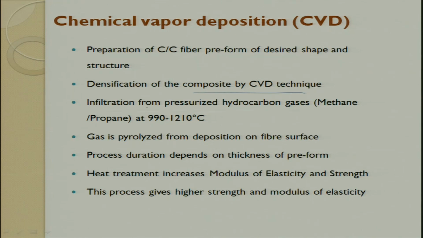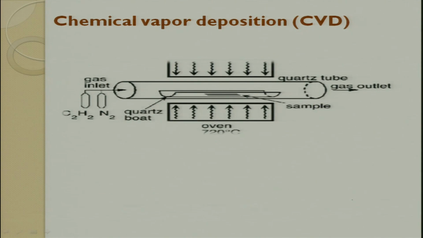The infiltration from the pressurized hydrocarbon gas is around 900 degrees to 1200 degrees Celsius. The gas is pyrolyzed, giving deposition on the fiber surface. The process duration depends upon the thickness of the preform. The heat treatment increases the modulus of elasticity and strength. This process gives high strength and modulus of elasticity when we use a CVD process.